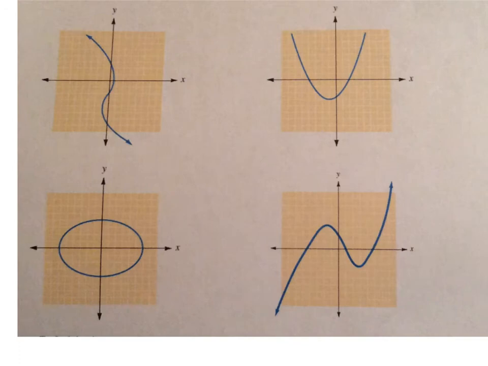Okay, so the last way that we can have a function represented is as a graph. And here we're asked to tell whether each of these is a function or not. And we can use something called the vertical line test. Now, this is all in your information sheet. If a vertical line crosses the graph in more than one place, then you do not have a function. Okay, so let's look at each of these graphs.